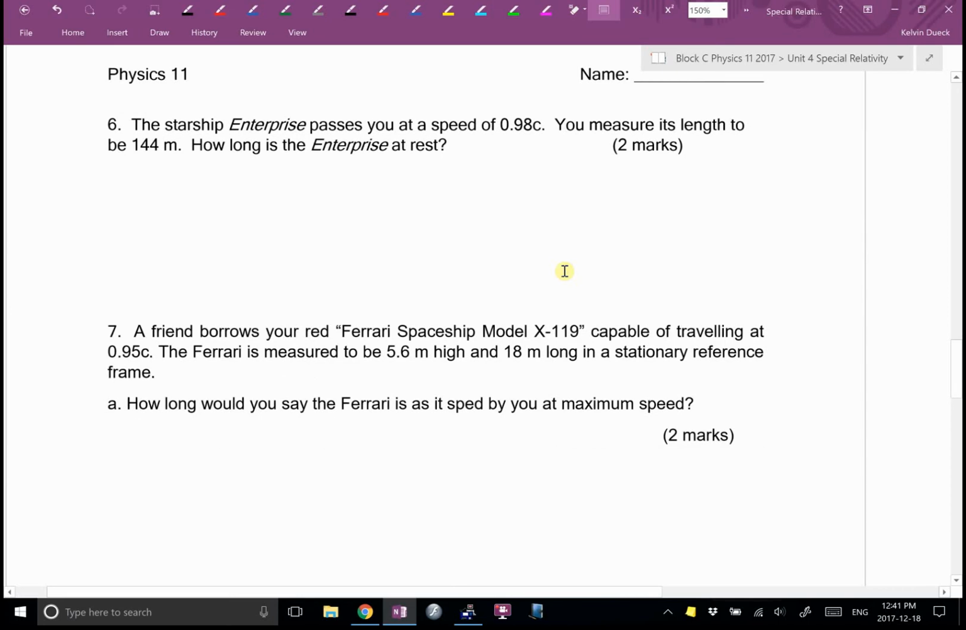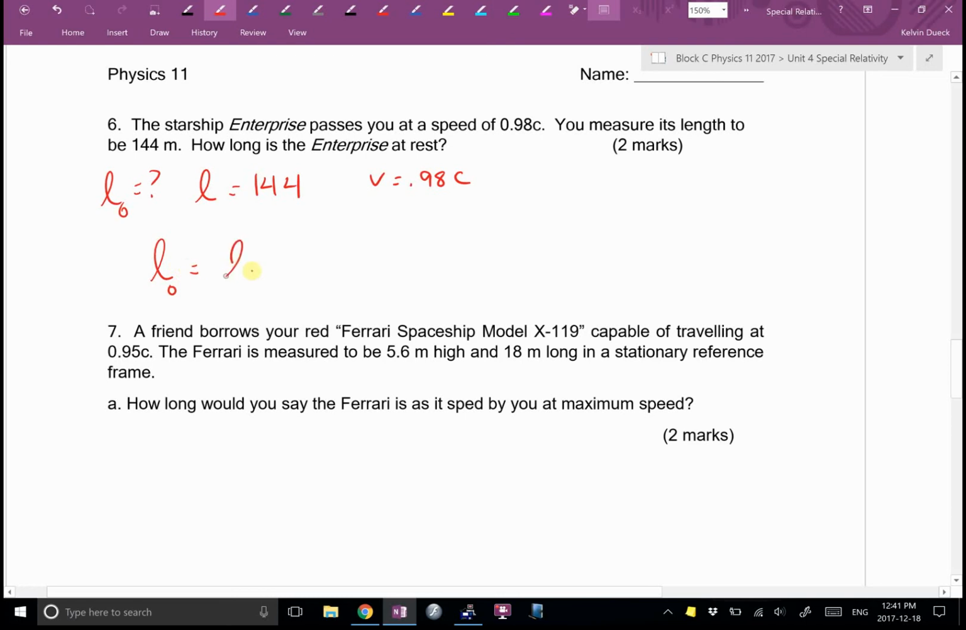What's this question asking me to find? A length. Which one? L0, the at rest length. So the relativistic length that we measure it to be is 144. The speed that it zips past us at is 0.98 c. So now I've got to get the L0 by itself.